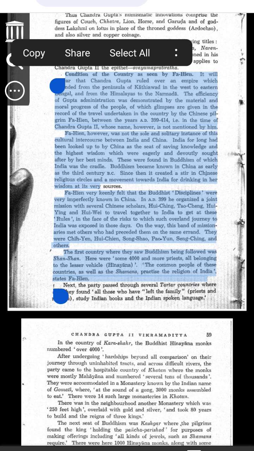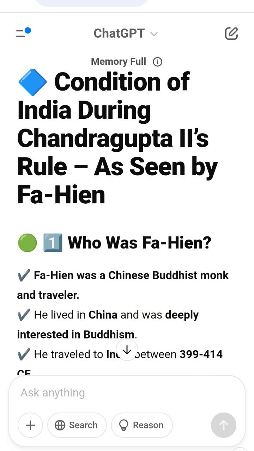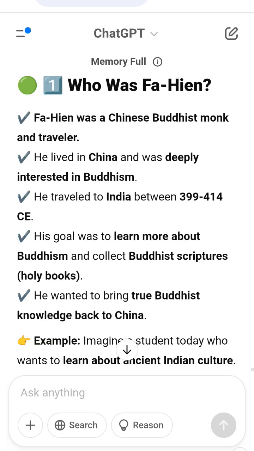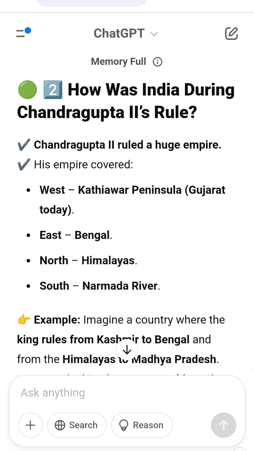Example, imagine a student wants to study in a top university in a faraway country. Even if travelling is difficult and expensive, they still go because they love knowledge. Similarly, Faxian and his team travelled to India despite all dangers. On their journey, they met other Chinese travellers who had come before them. These travellers were also searching for Buddhist knowledge.